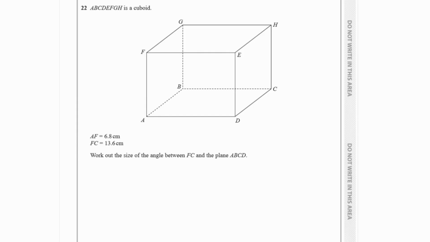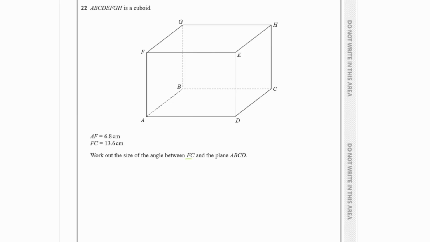Number 22. ABCDEFG is a cuboid. AF is equal to 6.8 centimeters. FC is equal to 13.6 centimeters. Work out the size of the angle between FC and the plane ABCD.